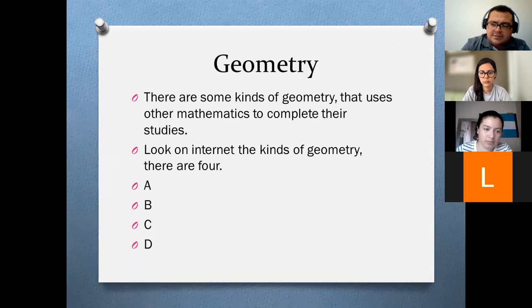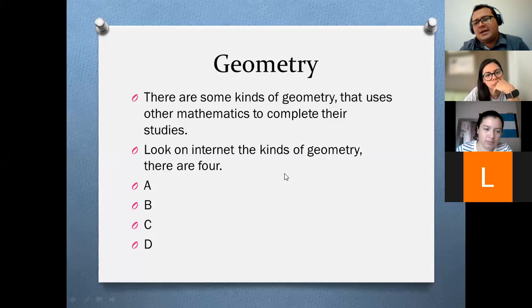Of course, there are some more, honestly. There are 5, but I'm going to focus on 4. The 4 that normally Google gives you immediately. So what are those 4 kinds of geometry? You can write it over here, no matter if it doesn't fit in the letter A or the letter B or the letter C. What matters to me is that you participate. So please start participating over there. Yeah, Google it, no problem.